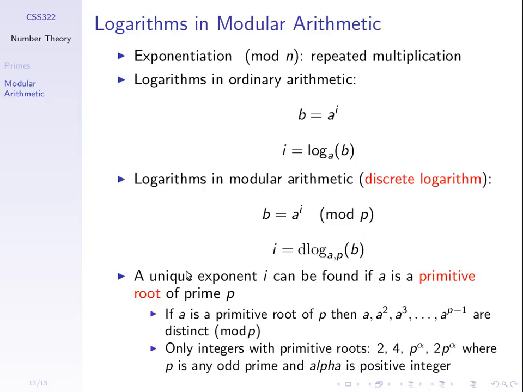So a unique exponent can be found if A, the base, is a primitive root of prime P. So we introduce a new condition. Let's say we only want to find discrete logs when we find a unique value. So the condition when that will be the case is when our base is a primitive root of prime P. That is, P, the modulus, is prime. And now we need to say, what is a primitive root? Well, a primitive root is a number when we raise it to the power of each different possible exponent, we get a unique value.